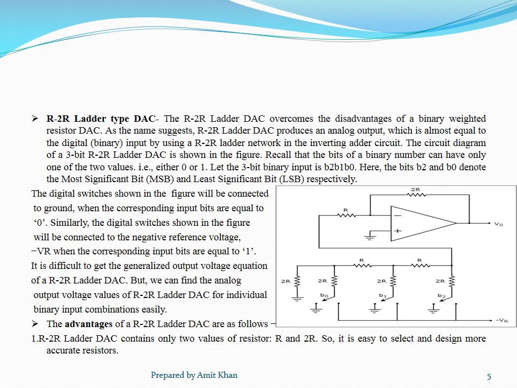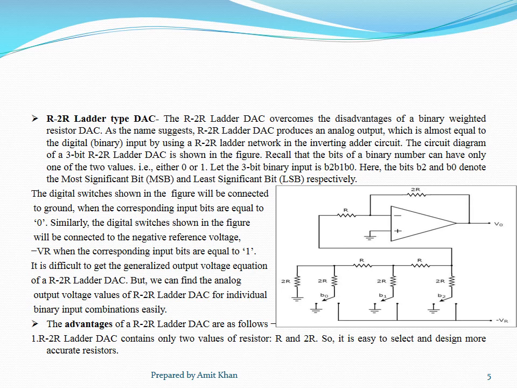Similarly, the digital switches shown in the figure will be connected to negative reference voltage -VR when the corresponding input bits are equal to 1. It is difficult to get the generalized output voltage equation of R2R ladder DAC, but we can find the analog output voltage of R2R ladder DAC for individual binary input combinations easily.